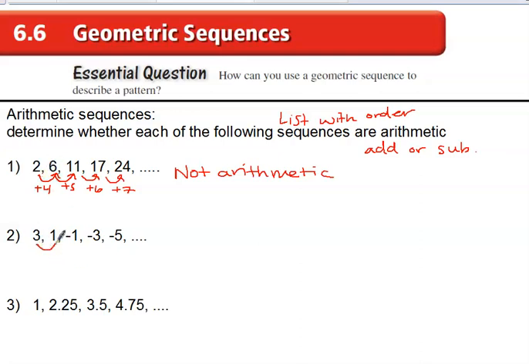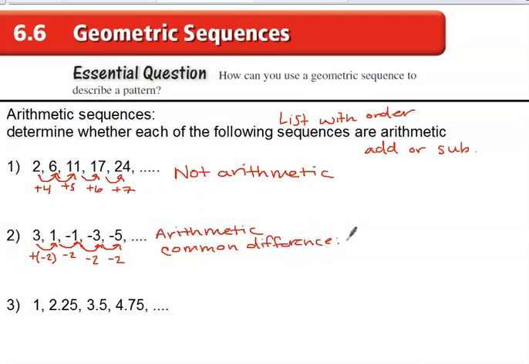In number 2, going from 3 to 1, I would add a -2. From 1 to -1, I would add another -2. From -1 to -3, I would add another -2. And from -3 to -5, I would add another -2. Another way that we could think about this is that we just subtract 2, subtract 2, subtract 2, subtract 2 to get from one number to the next in our sequence. So this is arithmetic. And that number that we add or subtract is called the common difference. So the common difference is -2.